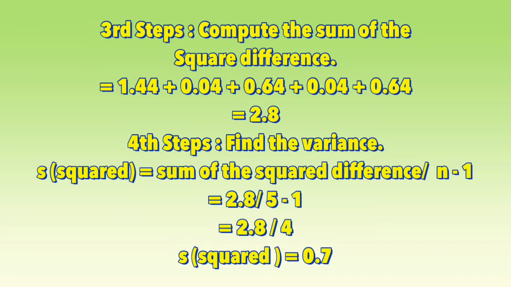Our formula to find the variance is s squared equals the sum of the squared differences over n minus 1. N is the number of samples given. So the sum of the squared differences is 2.8 over the sample size, we have 5 minus 1. Then we have 2.8 divided by 4. Then the variance is equal to 0.7. Therefore, this means that the approximate average of the squared deviations is 0.7.